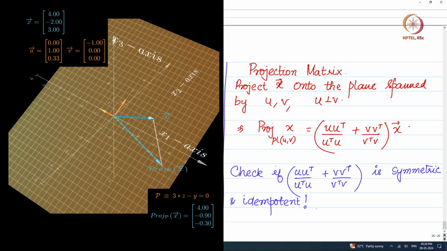Now let us get back to the same question that we had. We wanted to check whether that A into A transpose A the whole inverse into A transpose B is going to be a projection matrix or not. We want to check that out. Let us do it.